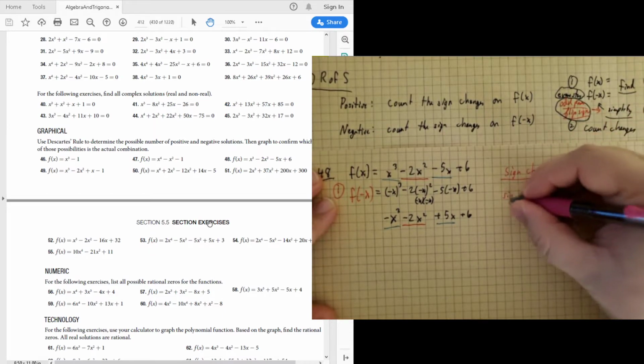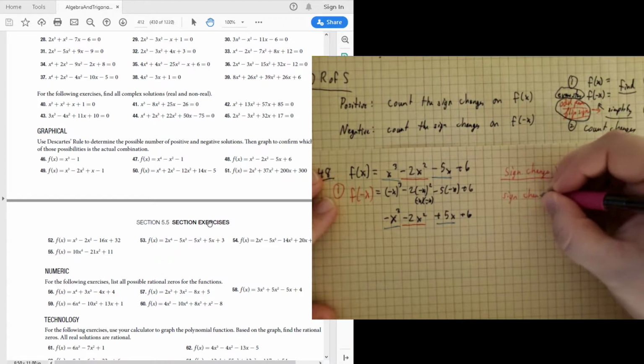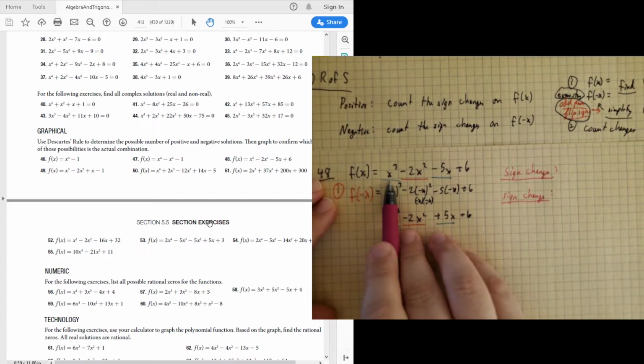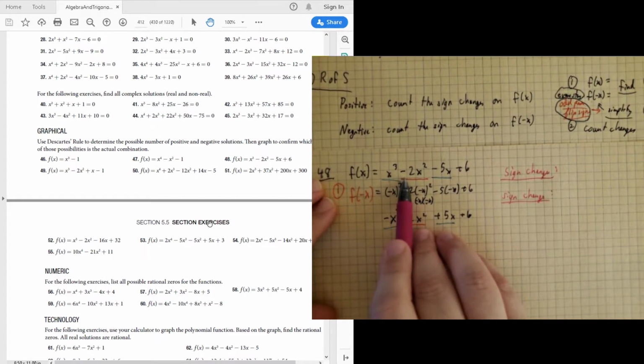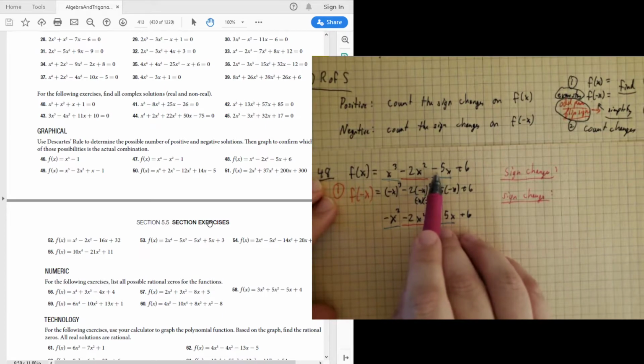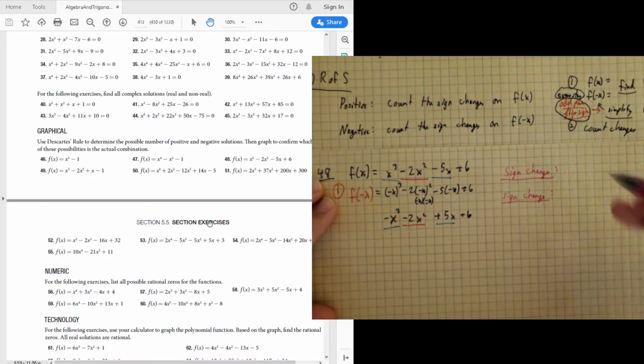Remember, we have to do it once each. So the first one, we have positive x cubed. It becomes negative 2, so that's one change. Then we have a negative, that didn't change. Then we have negative to positive, so that's 2 changes.